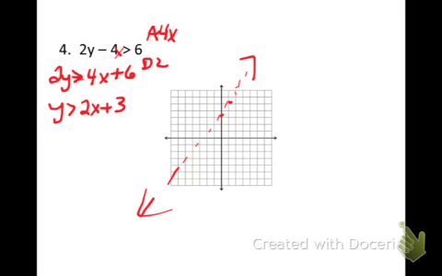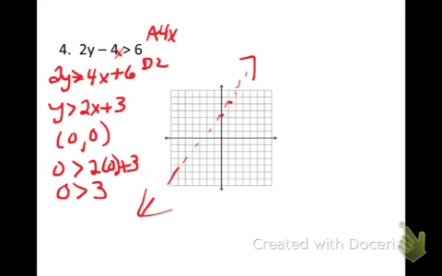Again, I'm choosing 0, 0 as my ordered pair I want to try, and you do need to show this step of what you get. 0 is greater than 2 times 0 plus 3. 0 is greater than 0 plus 3, which is 3. Is 0 greater than 3? No, so every one of mine have been false so far. That won't always happen, so I shade. So 0, 0 is on the false side, so I would shade the true side, which would be this side over here.